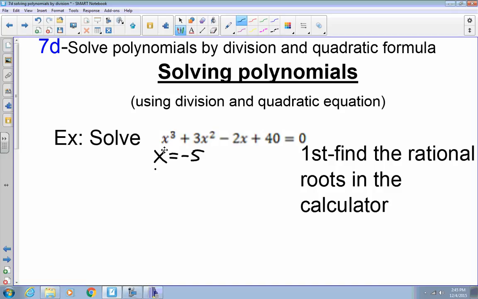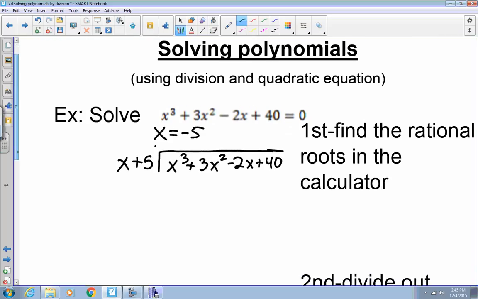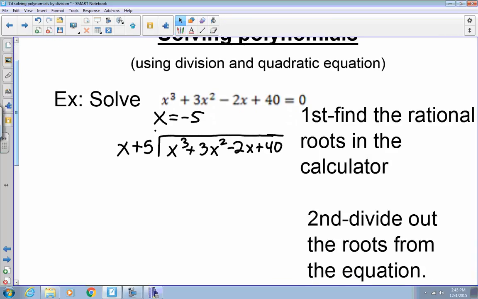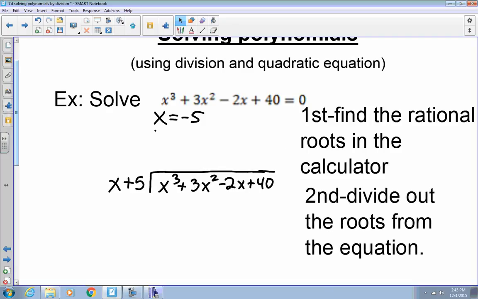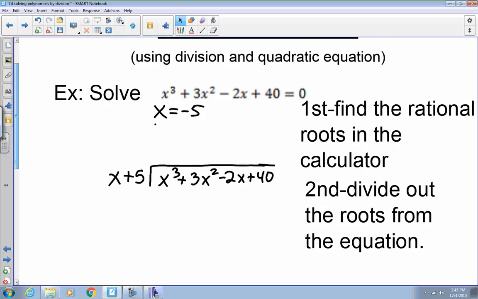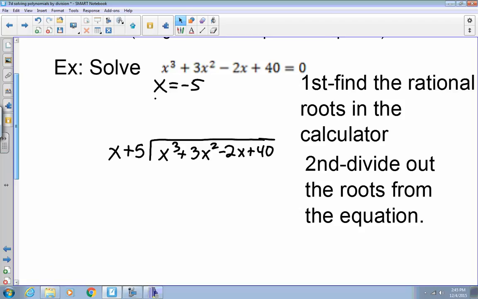From this, we can find the factor. The factor for when x equals negative 5 is x plus 5. That is what you're going to divide out. That is our next step: divide out the roots from the equation. So you turn the root into a factor, and now we're going to divide it out. From what we just learned, you take the first term and divide by the first term, giving x squared.